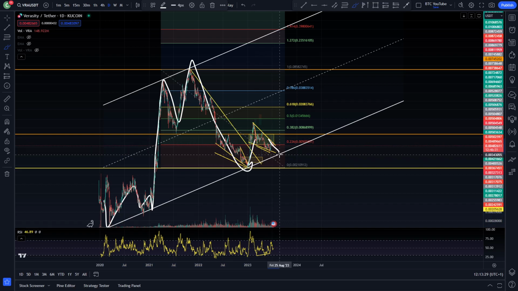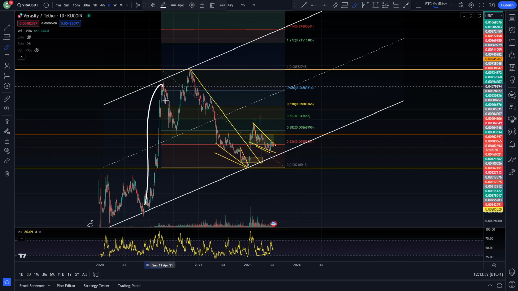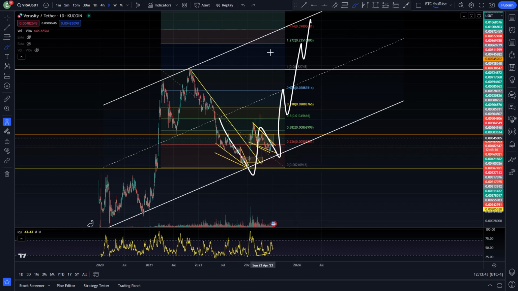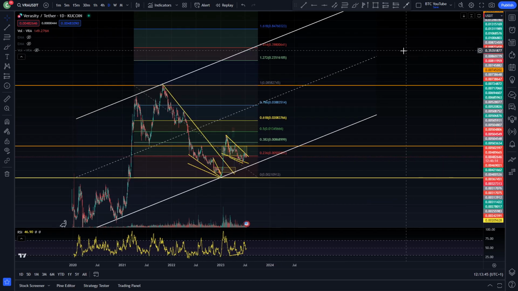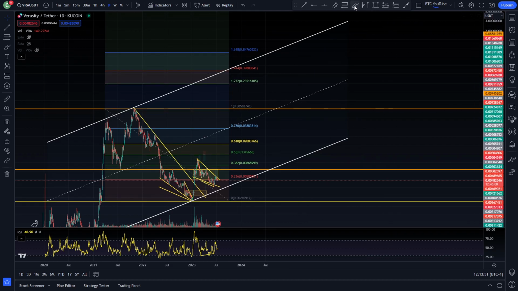And I mean, you could see yourself come down, test support again down here around, what is this, 1.5 of a cent level, which is ridiculous to say, before we potentially doing something like this, aren't you? Come down, double back test, and then running up potentially back up to the top of this ascending channel for Verasity going into the bull market. And I mean, you've got some very juicy price targets up here realistically in 2024, haven't you?